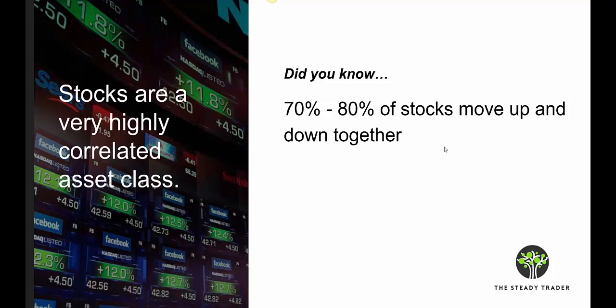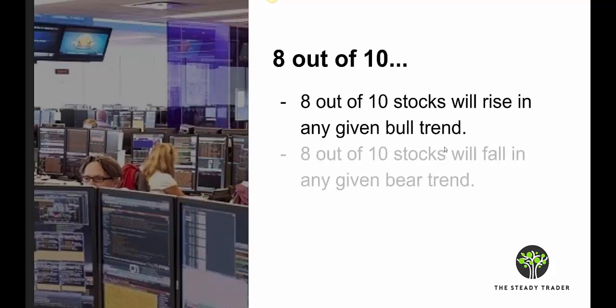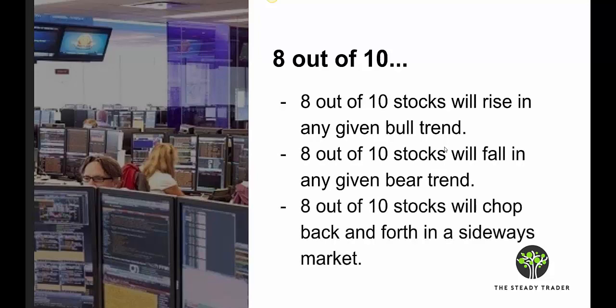So 8 out of 10 stocks are going to rise in any given bull trend. 8 out of 10 stocks will fall in any given bear trend. And 8 out of 10 stocks are going to chop back and forth in a sideways market. And again, this holds particularly true with any given group of stocks, whether that's a sector of stocks or a group of stocks. You can say, for example, cybersecurity stocks. If they get a bid, most of them probably rally. Semiconductor stocks, for example, yesterday was not a good day for semiconductor stocks. Why? Because Intel wet the bed. So it's really, really important to understand.